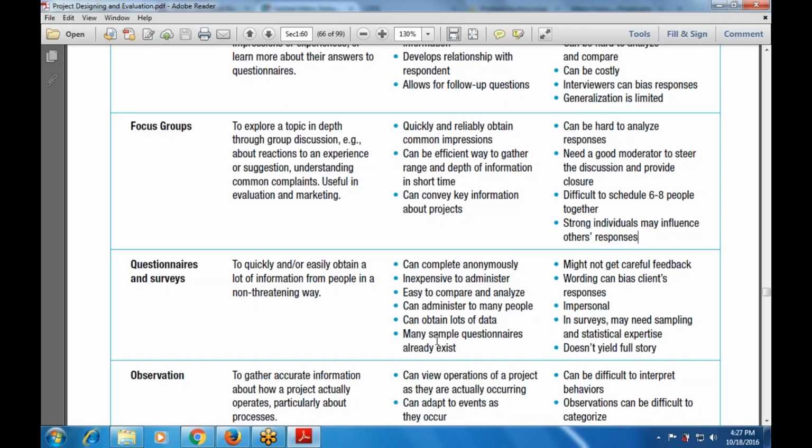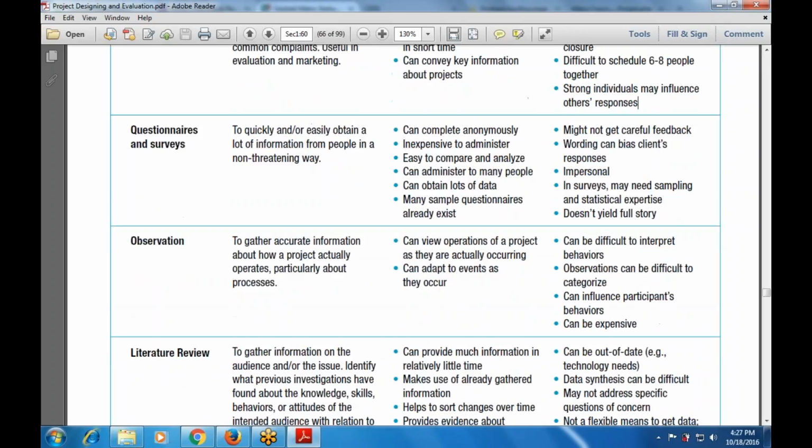The next one is observation. Observation means an on-site visit. We are observing someone that is already running, to gather accurate information about how a project actually operates, particularly about the processes. That is known as observation, and it can be a view of the operation of a project as it actually occurs. Can we also adapt to the events as they occur?